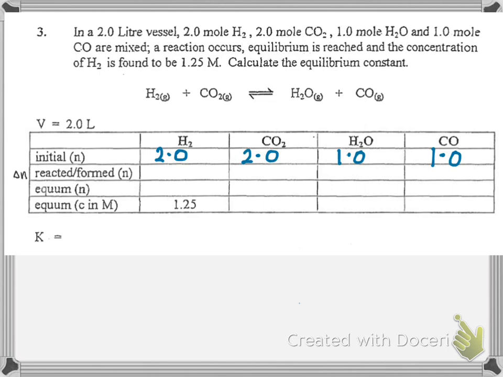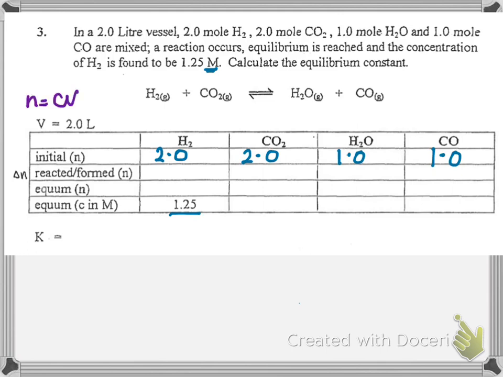So add in all the original moles from the question. This time you have a look carefully. The concentration of hydrogen is found to be 1.25 molar at equilibrium. It doesn't tell you a number of moles, it tells you a concentration. So the 1.25 goes into the equilibrium concentration box, not the number of moles.